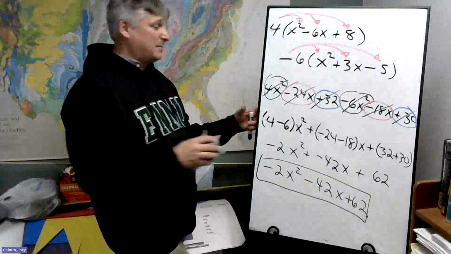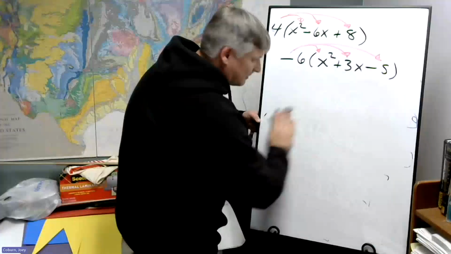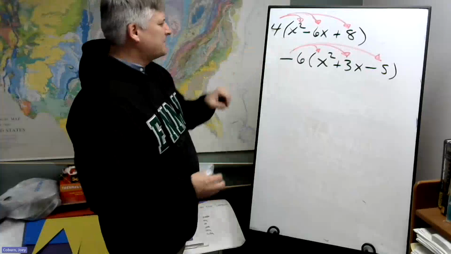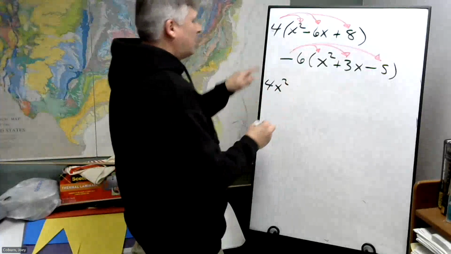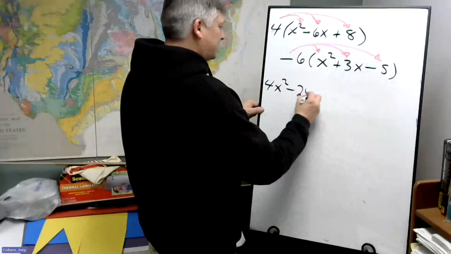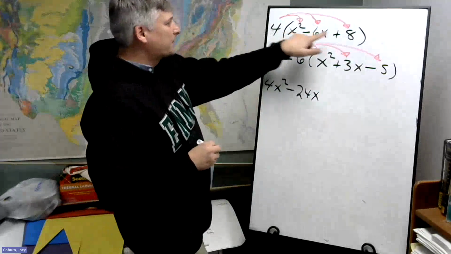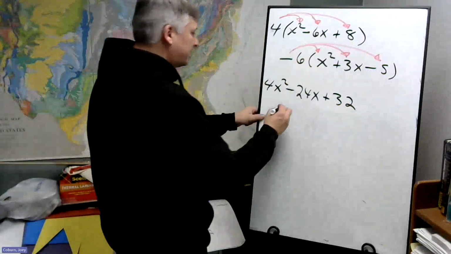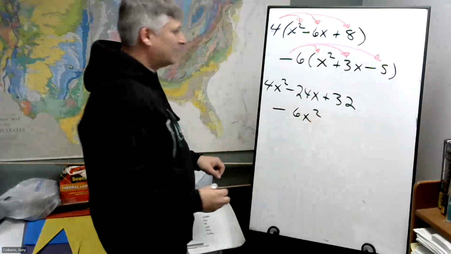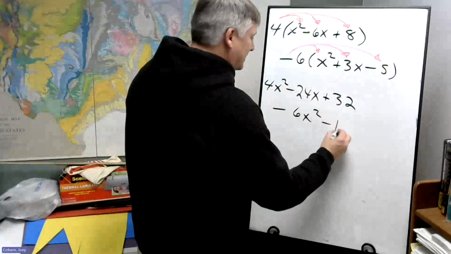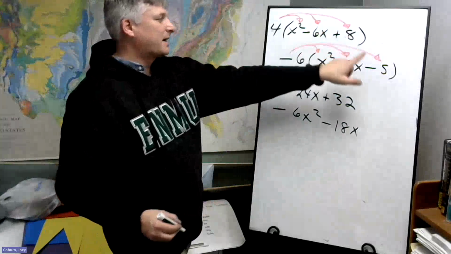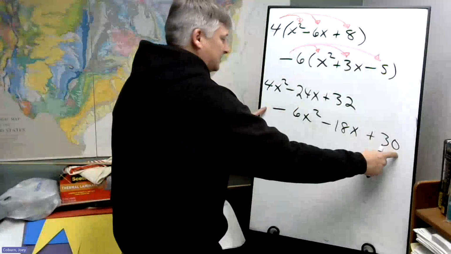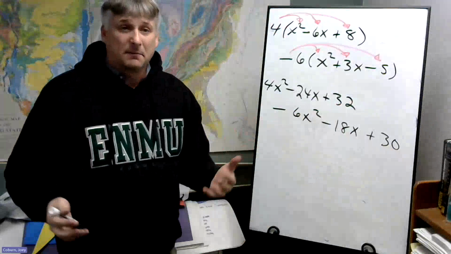So let me show you the slick method. With the slick method, we're just going to multiply the positive and the negative right away. So 4 times x squared, well, that's 4x squared. 4 times negative 6, negative 24, so negative 24x. 4 times 8, 32. Now here, negative 6 times x squared is negative 6x squared. Negative 6 times 3x, negative 18x. Negative 6 times minus 5, double negative, becomes plus 30. And I'd usually put these just continuing right out here, but ran out of space.